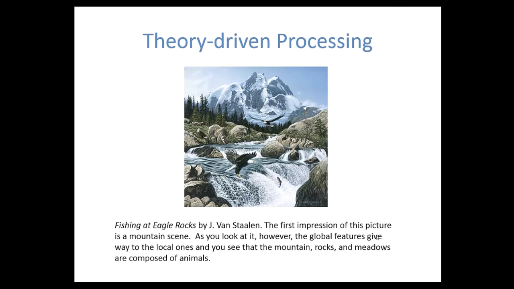So look at this picture. At first, you probably see the big picture, or what are called global features, of mountains and the stream. Look more closely, though, and you may notice that the mountains, rocks, and meadows contain images of animals. Once you see one, noticing the others gets easier. The data is the same as what you originally were looking at, but the expectation that there will be animal images helps you perceive those images.